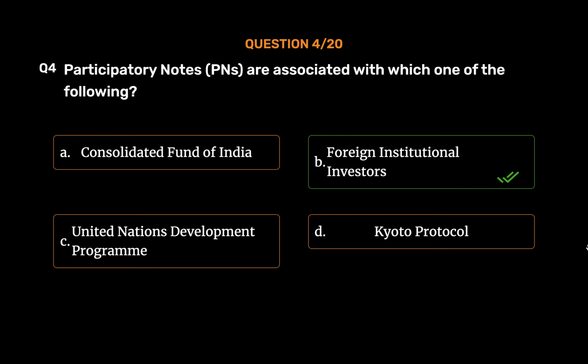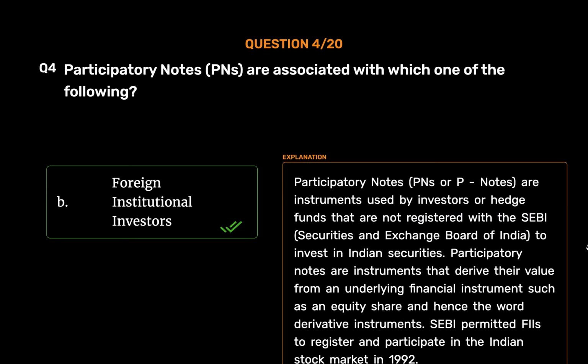Foreign institutional investors. Participatory notes, PNs or P notes, are instruments used by investors or hedge funds that are not registered with the SEBI, Securities and Exchange Board of India, to invest in Indian securities. Participatory notes are instruments that derive their value from an underlying financial instrument such as an equity share, and hence the word derivative instruments. SEBI permitted FIIs to register and participate in the Indian stock market in 1992.